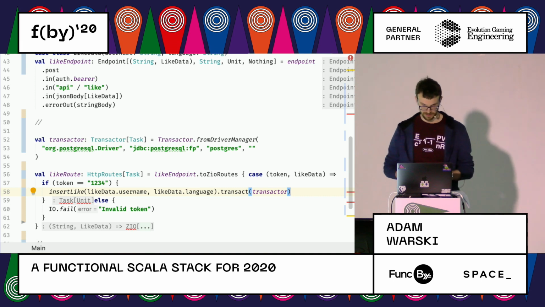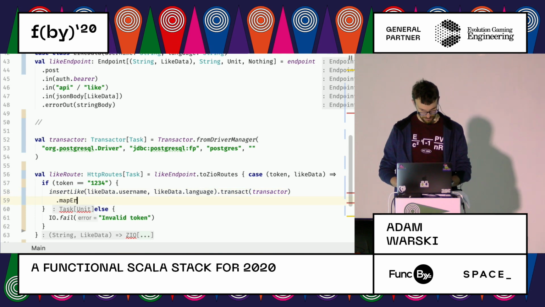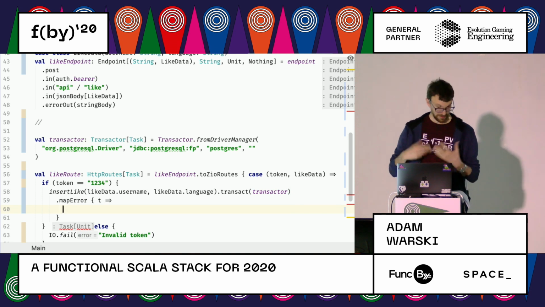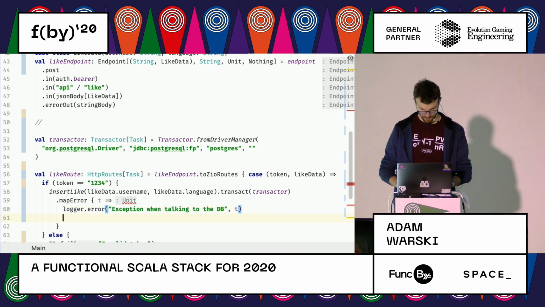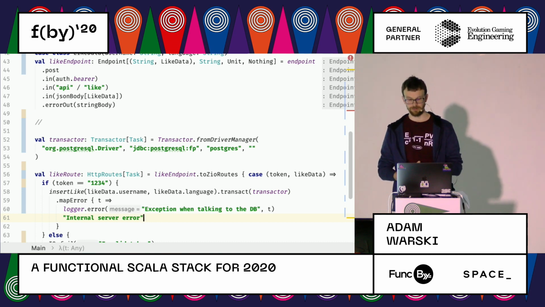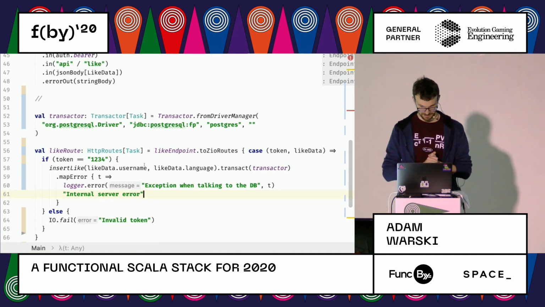Right, so now we have an arbitrary side effect which can throw an arbitrary error in the form of a Throwable, and we have promised a string error, so we have to convert these. So we call mapError, where the T here will be the Throwable. If there's an error, we log it: error exception when talking to the database, and we just return for the user internal server error. We don't want to expose the details of our errors to the users, so we will log them, and the user will just see this nice error message.